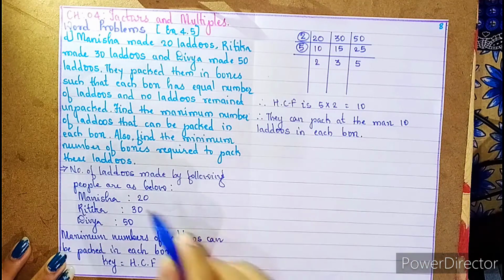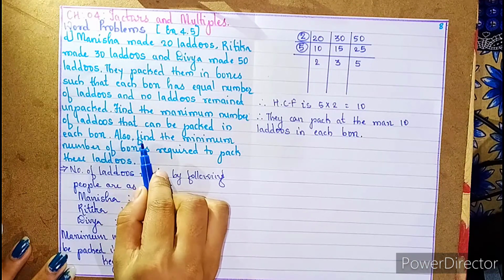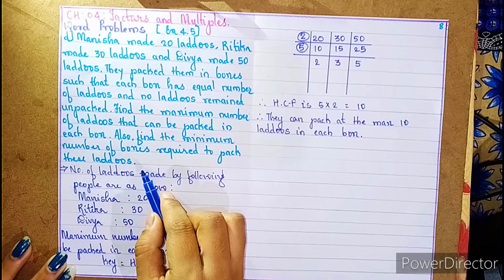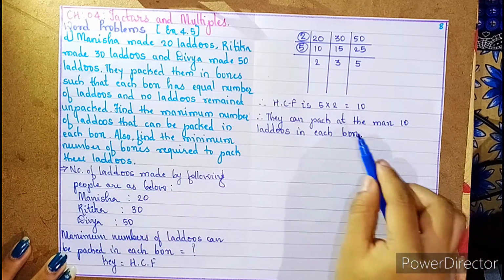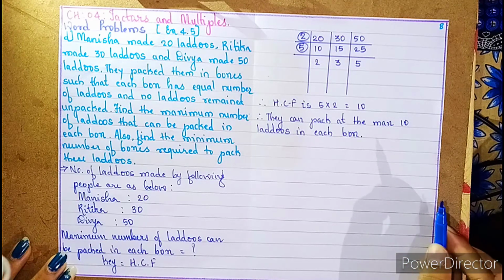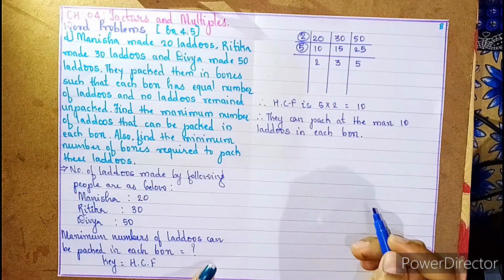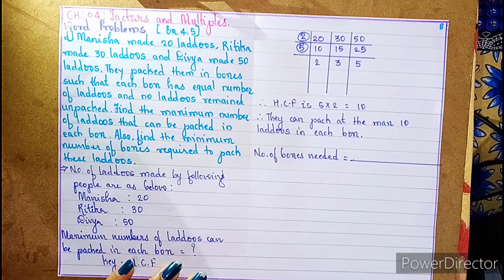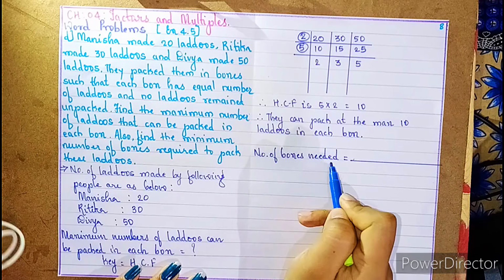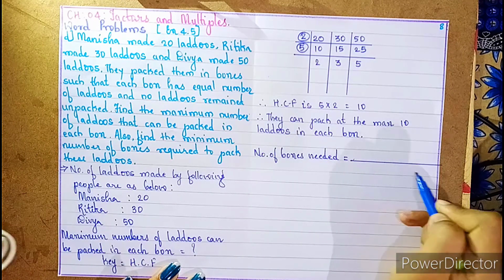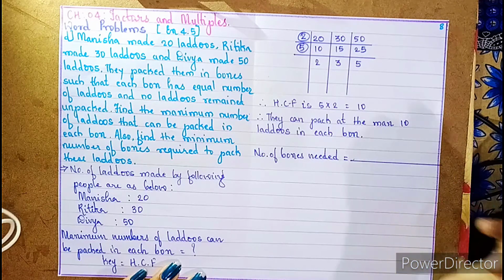Again, we have one more problem. What is that? Also find the minimum number of boxes required to pack these laddus. Now we got to know how many laddus can fit into the box, but how many boxes do we need? That we have to find. To do that, we have a formula. The number of boxes needed equals the total number of laddus divided by the number of laddus that fit in each box.